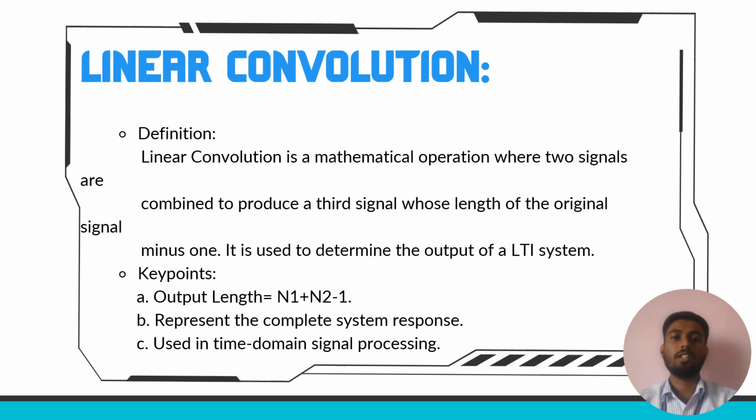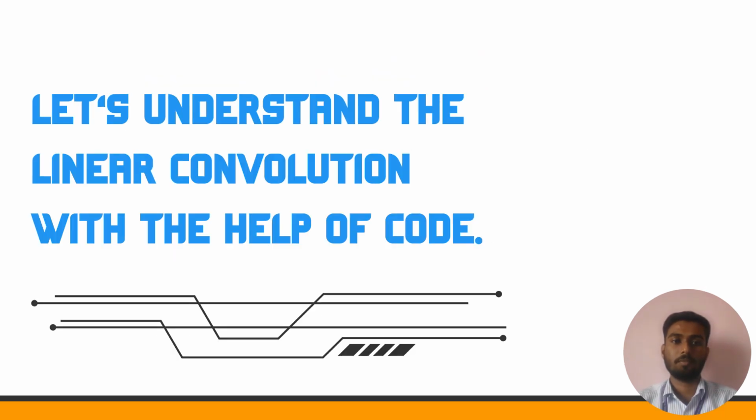Now let's move to linear convolution. This operation combines two signals to produce an output signal whose length is the sum of the input lengths minus 1. It's mainly used in time domain analysis to determine the output of a linear time invariant system. Key points: output length equals n1 plus n2 minus 1. It represents the full system response. It's used in time domain signal processing.